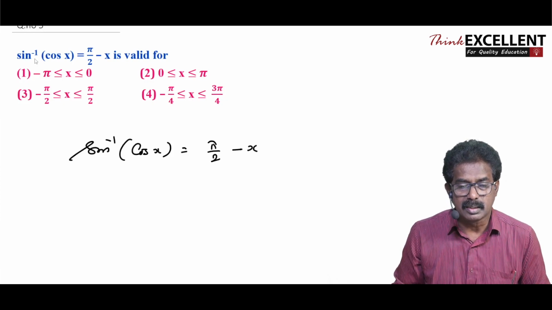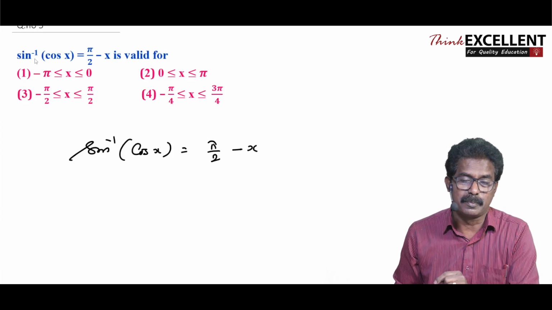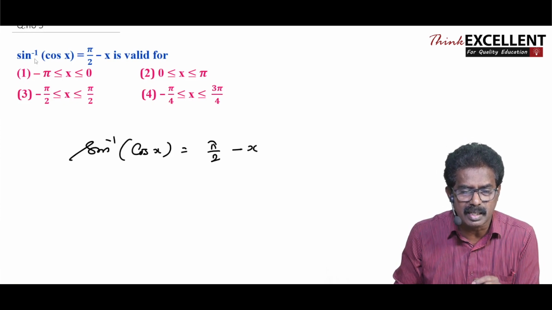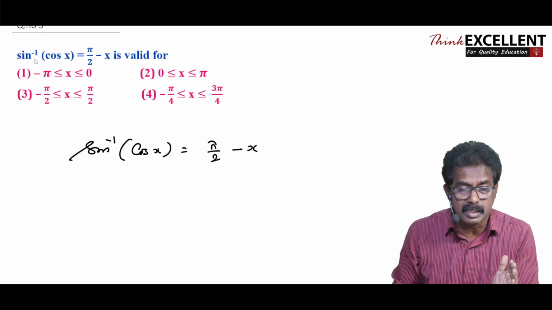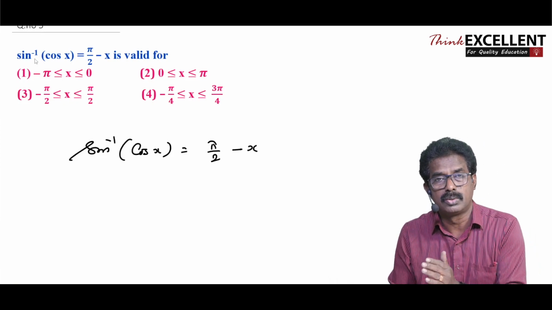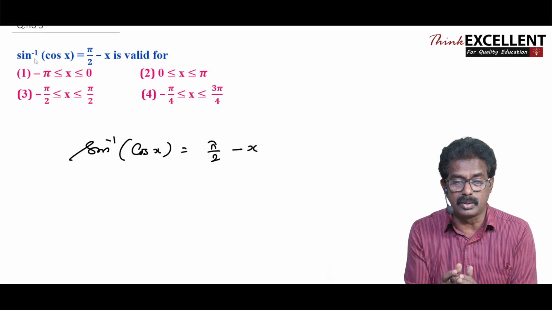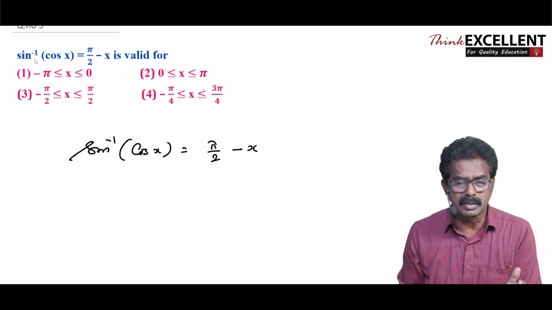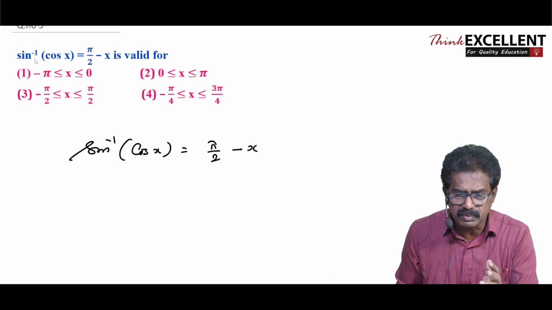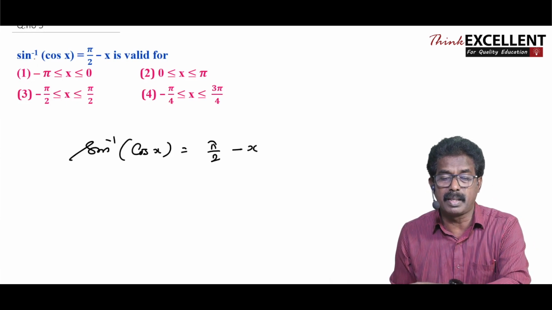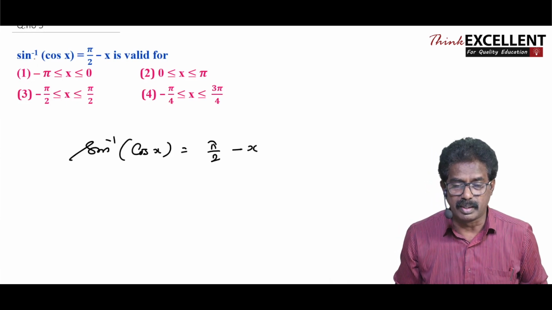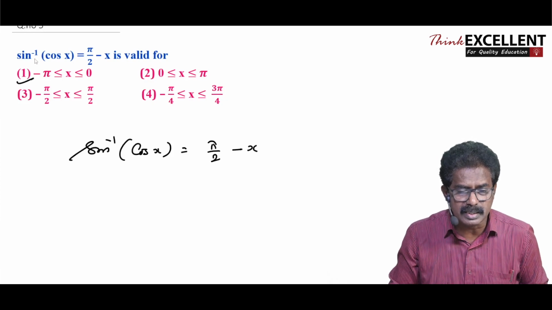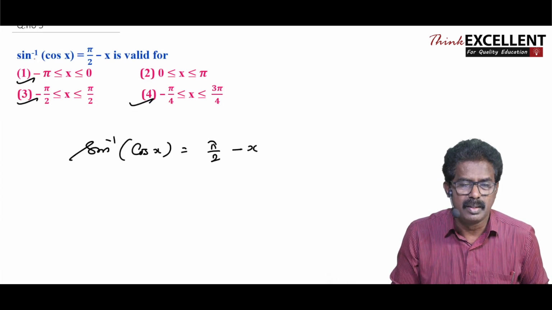So here the question is, valid for what? See here, the first option is minus pi to 0, so minus 180 to 0. Second one is 0 to 180, all positive values. Third one is minus 90 to plus 90. Next is minus 45 to 3 pi by 4, so 135. So in all these cases, negative numbers are there, right? But negative values won't satisfy here.